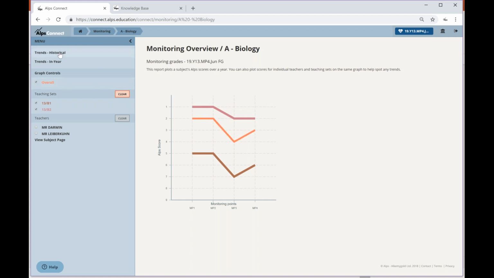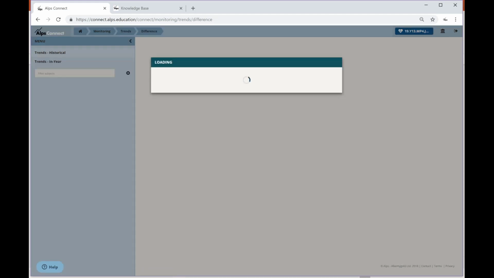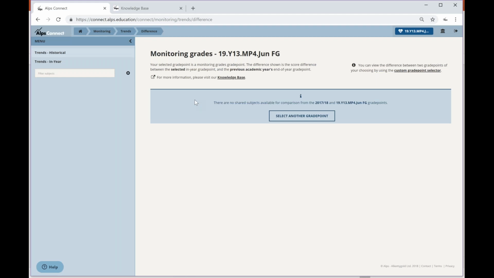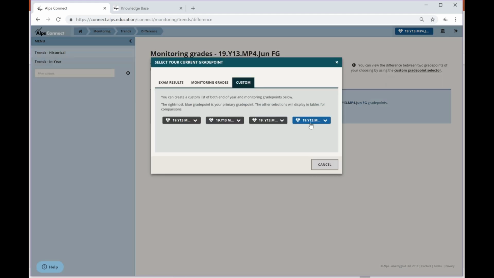So that then kind of brings me to this historical. So far what we've done is we've just looked at in-year trends. Now, biology has got a little bit of a confusing picture. So let me go into historical trends. Now I'm going to select a couple of grade points for us to look at. I would like to look at that March grade point, but I would like to look at it against last year's outcomes. I'm just clearing those, getting rid of those.